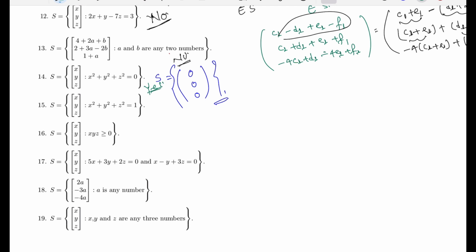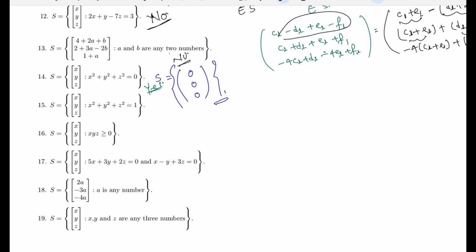Because if we have only one vector, that is the 0 vector, then it is a subspace. The 0 vector is itself a subspace because it contains the 0, it is closed under vector addition, it is closed under scalar multiplication.